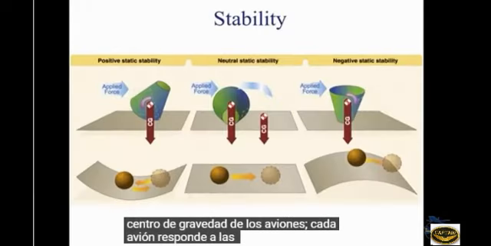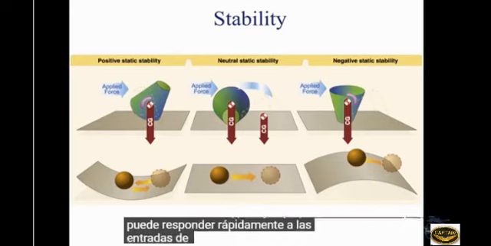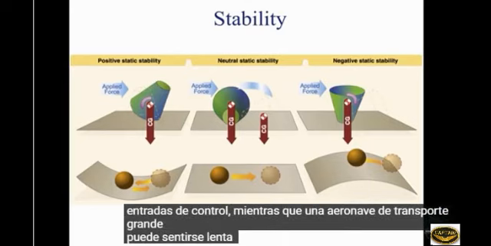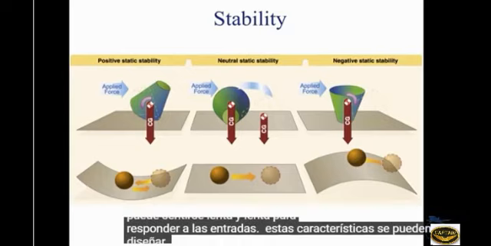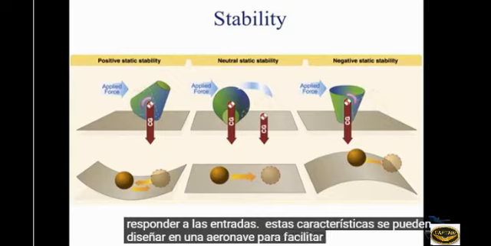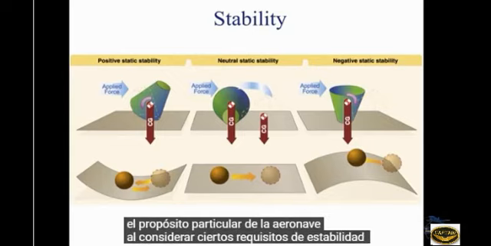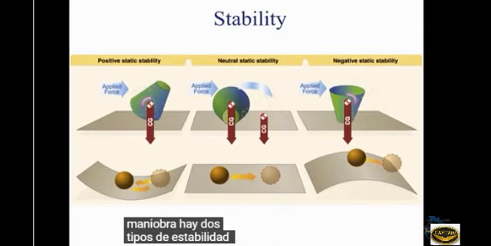Each aircraft responds to control inputs differently, and therefore handles differently. For example, a smaller aircraft might respond rapidly to control inputs, while a large transport aircraft may feel sluggish and slow to respond to inputs. These features can be designed into an aircraft to facilitate the particular purpose of the aircraft by considering certain stability and maneuvering requirements. There are 2 types of stability: static and dynamic.